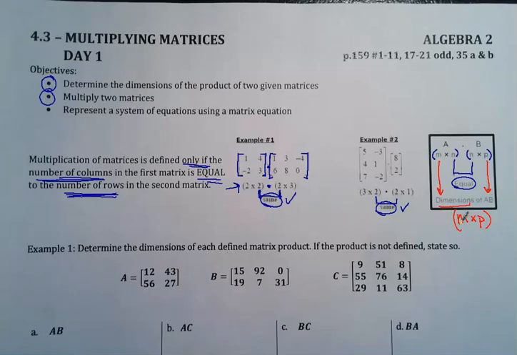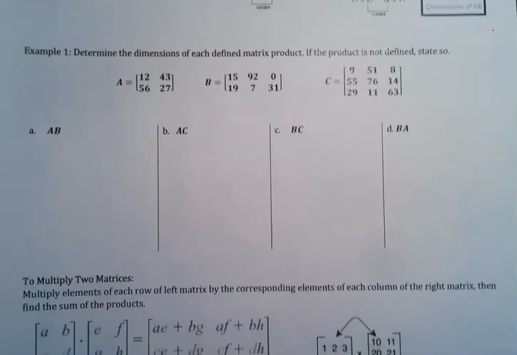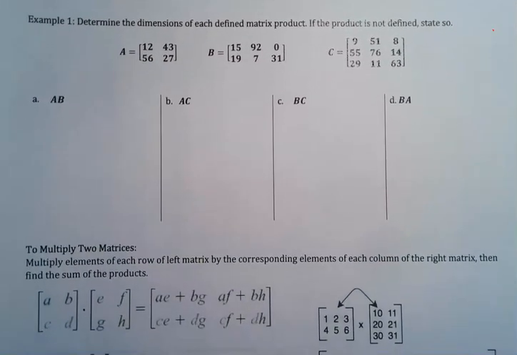So there's some really cool things, and that's why it's so important, and we spent some time just focusing on the dimensions of your matrices. So let's look at example 1. Determine the dimensions of each defined matrix product. So we want to determine the dimensions of the matrix product. If the product is not defined, you can state so. All right, so what this means, let's get started. We need to first see, so like in A, we're multiplying A times B. Well, we need to see if we can even do that. So let's go through here.